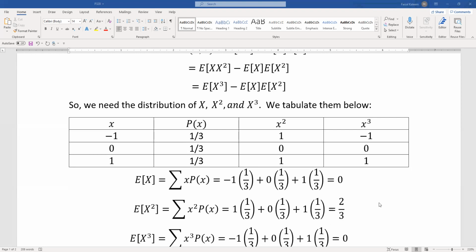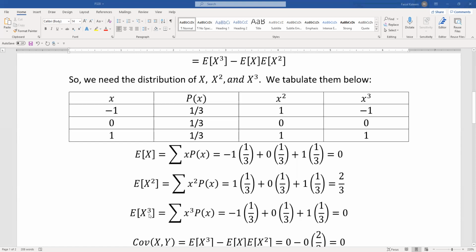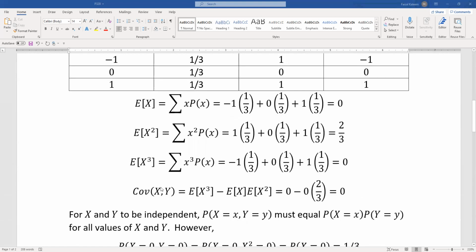So that's 2/3. And E of x cubed has to be the same as E of x, because x cubed ends up having exactly the same values as x. So that's also 0. Now we substitute these values into the covariance formula: E of x cubed minus E[x] times E of x squared. E of x cubed is 0, minus E[x] times E of x squared, so 0 times 2/3 equals 0.